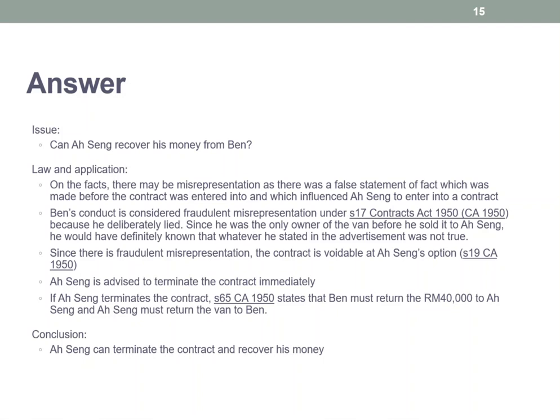Since there is fraud misrepresentation, the contract is made voidable at Asing's option. Section 19 says that. And Asing is advised to terminate the contract immediately. If Asing terminates the contract, Section 65 says Ben must return the money to Asing, and Asing must return the van to Ben. Conclusion, Asing can terminate the contract and get back his money.